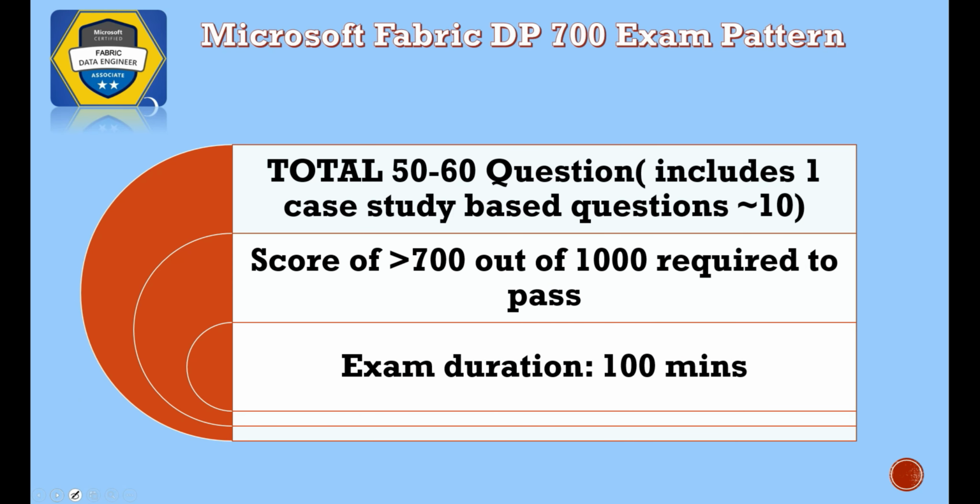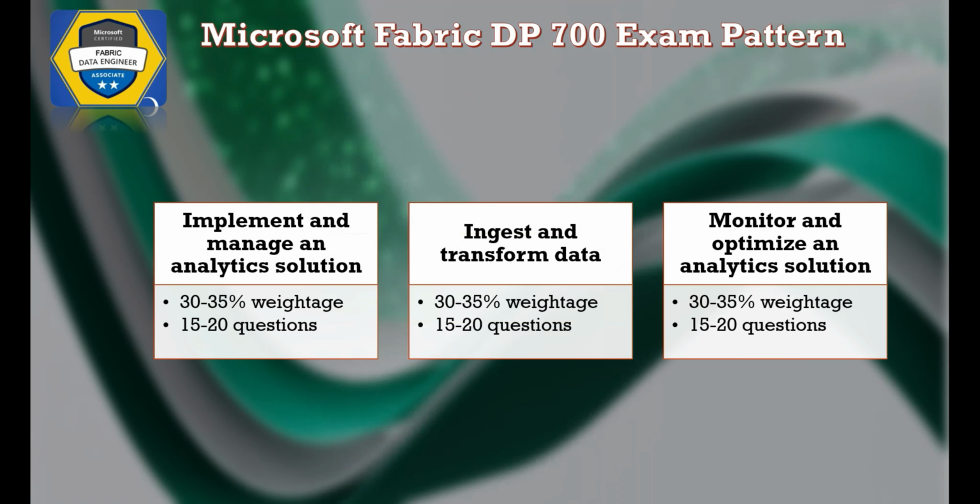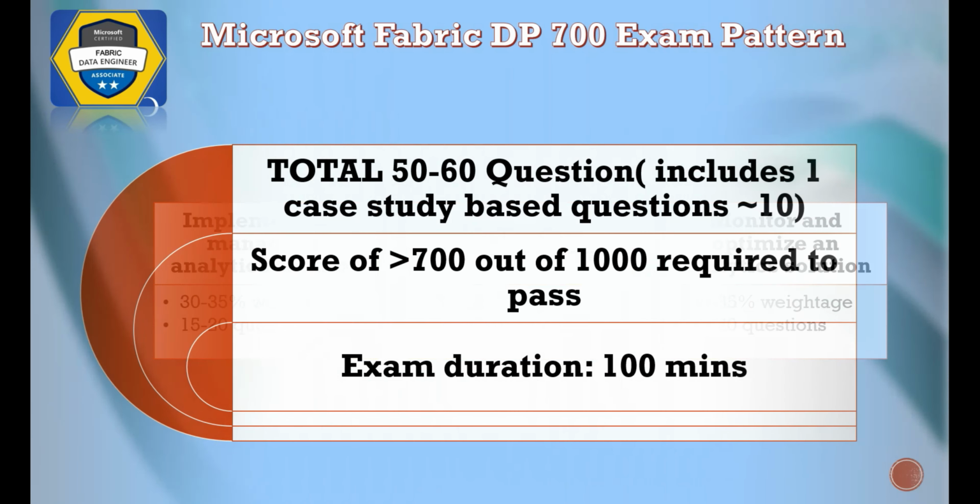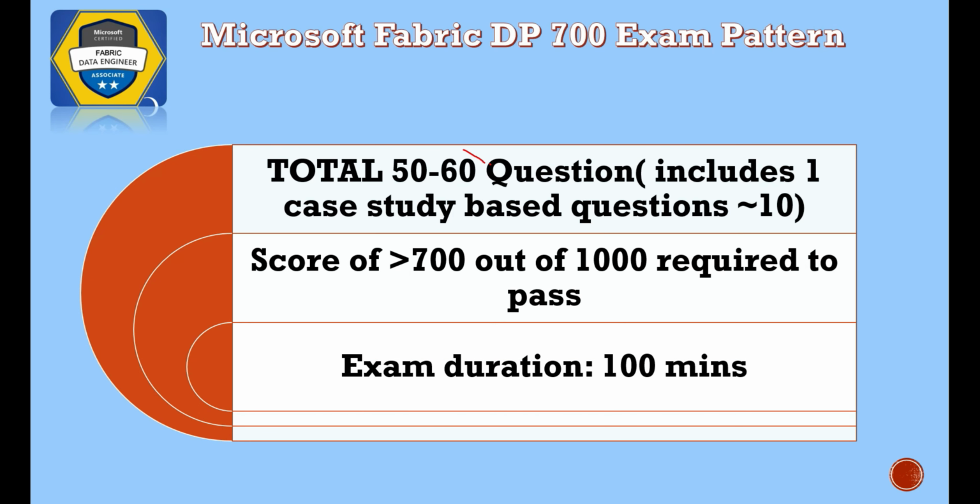Now we saw in the previous slide, it is about 15 to 20, 15 to 20, 15 to 20. That means 20 plus 20 plus 20, so it's around 60 questions. Totally we are expecting 50 to 60 questions. Why is it 50 to 60? The reason is it is not a fixed number of questions you will get in the examination. A few candidates might get 52 questions, a few might get 57 questions.